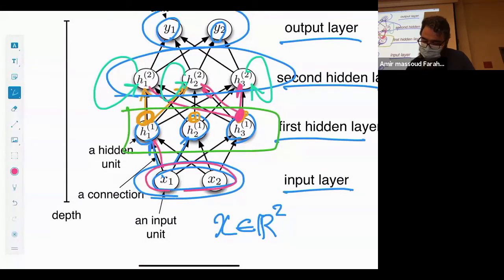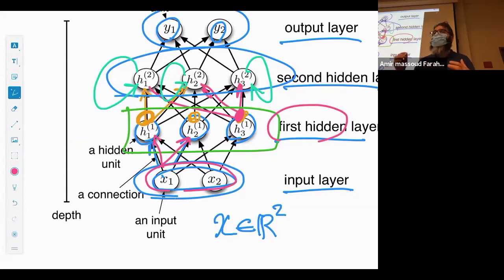This one just becomes the input of this first hidden layer. So the input is essentially multiplied by some weights and determines what goes inside each of the units of the first hidden layer. Yes, the input layer is just the inputs of the network.